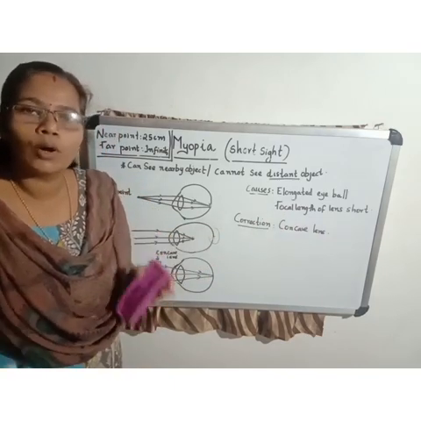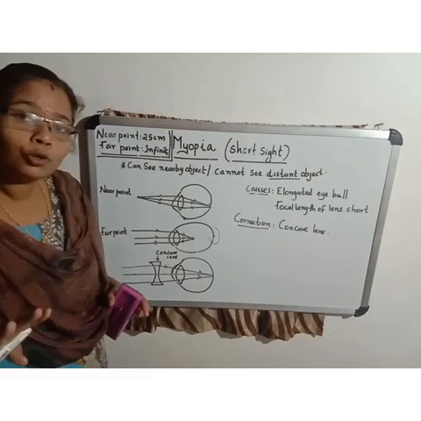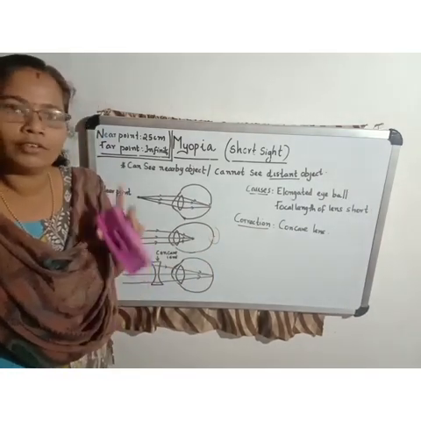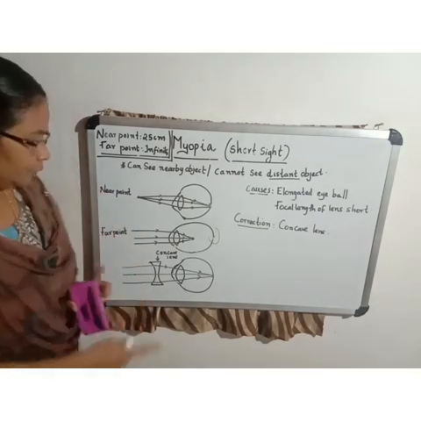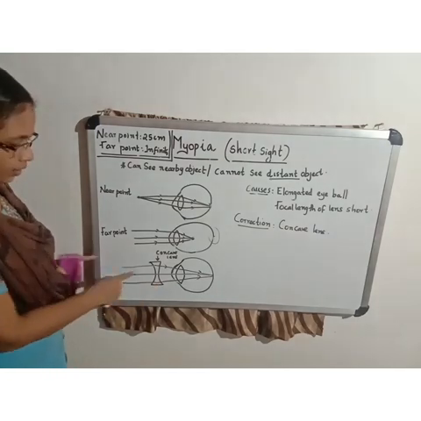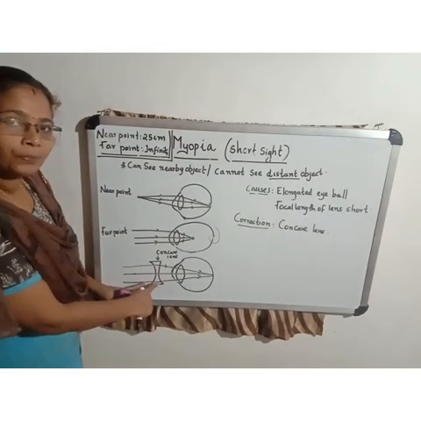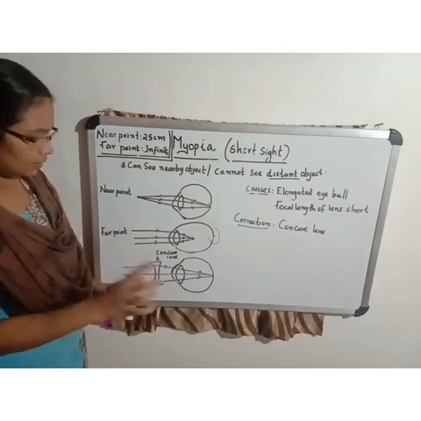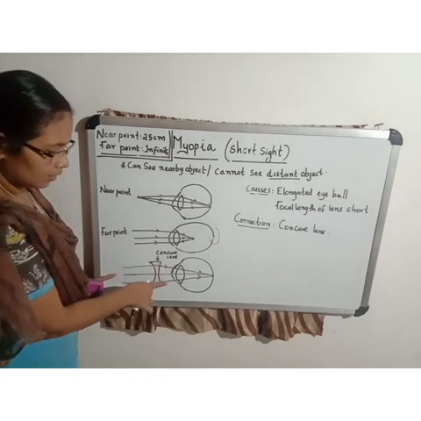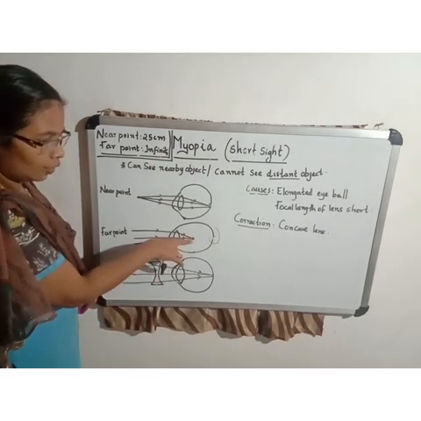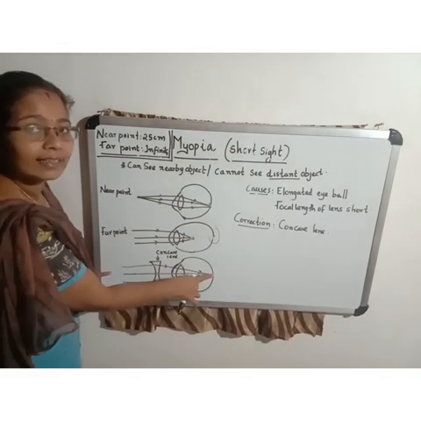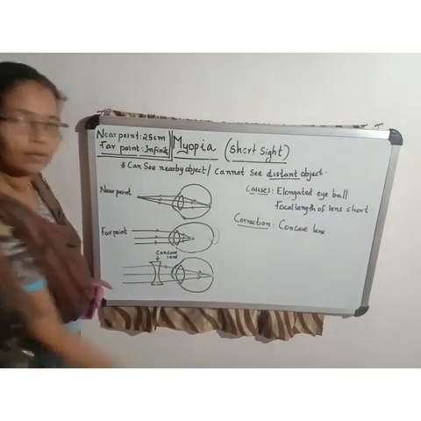If you are using a concave lens, what will happen? We want to make the image form on the retina. Then only we can say it's a normal eye and our vision will be clear. If we are looking at a far object and in the path we are using a concave lens, that is our spectacle, then instead of in front of the retina, we will get the image on the retina.